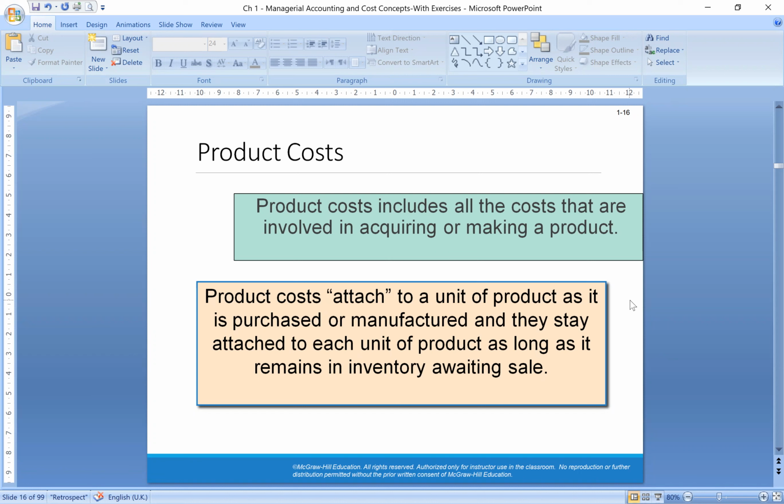So all the costs related to the product or related to the item that we are purchasing or manufacturing, it will be an integral part, then we call it product cost. And for our products, if we are selling our products, then it will be an inventory in our warehouse, which means it will be an asset awaiting sale.